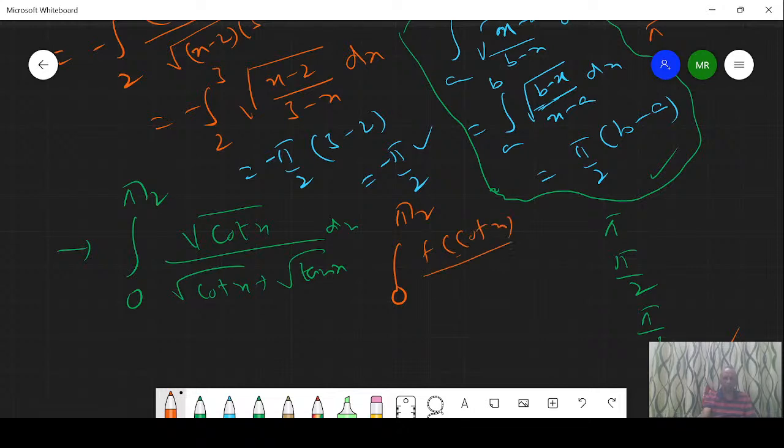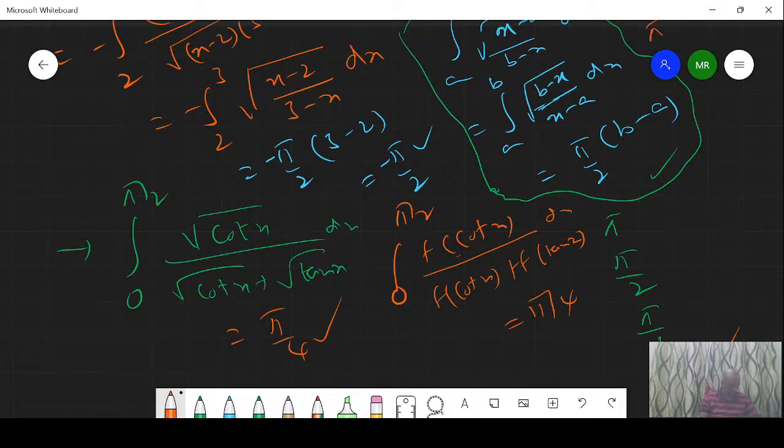Integral of f of cot x by f of cot x plus f of tan x dx. The answer will always be pi by 4. Here, either f of cot x or f of tan x, the answer is pi by 4 only. So that is the reason the answer is pi by 4. Correct. Now you can solve the problem.